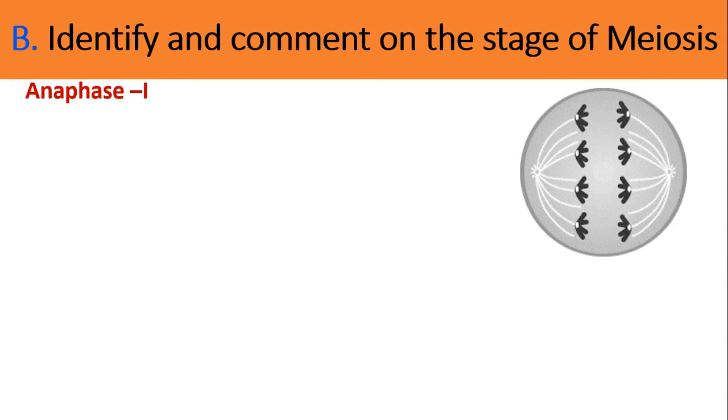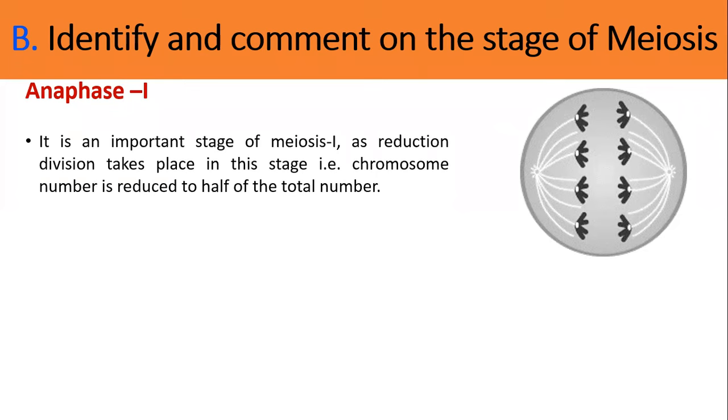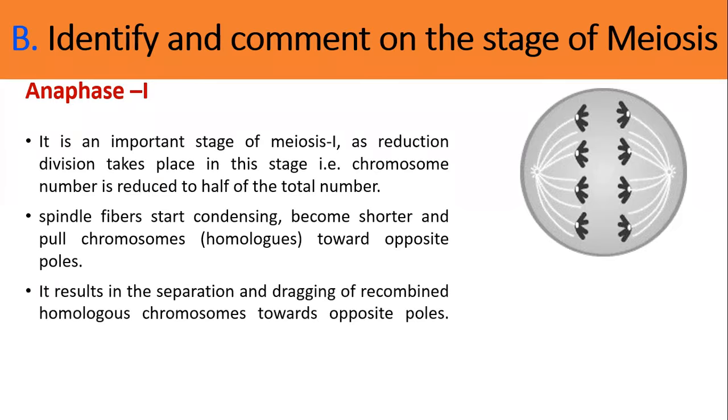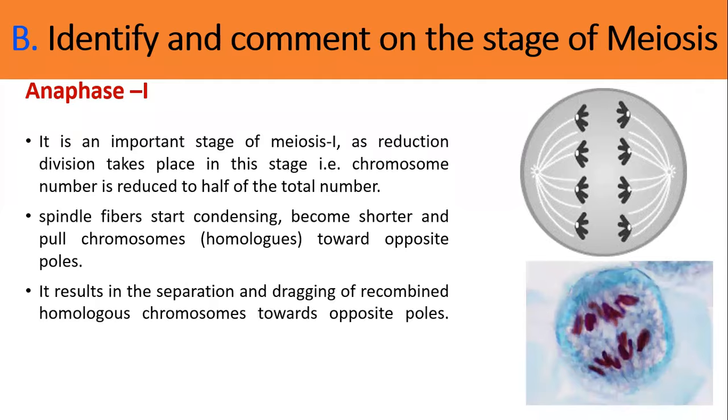It is an important stage of meiosis 1, as reduction division takes place in this stage, that is, chromosome number is reduced to half of the total number. Spindle fibers start condensing, become shorter, and pull the chromosomes towards opposite poles. It results in separation and dragging of recombined homologous chromosomes towards opposite poles. When you look at the slide, it will appear like this. This is anaphase 1.